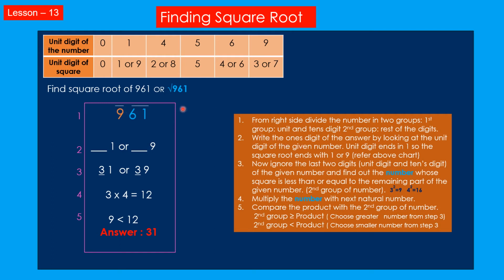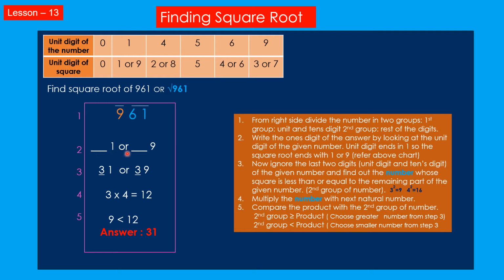After dividing the number into two groups, the next step is to write the ones digit of the answer by looking at the unit digit of the given number. Here the unit digit is 1. So the unit digit ends in 1. So the square root ends with 1 or 9. If you look at this chart, if our given number ends with 1, then the unit digit of the square root ends with 1 or 9. Right, this is your second step.